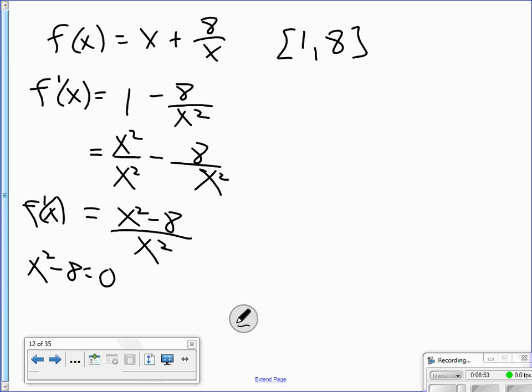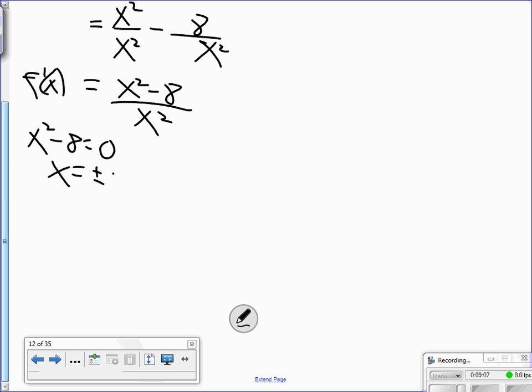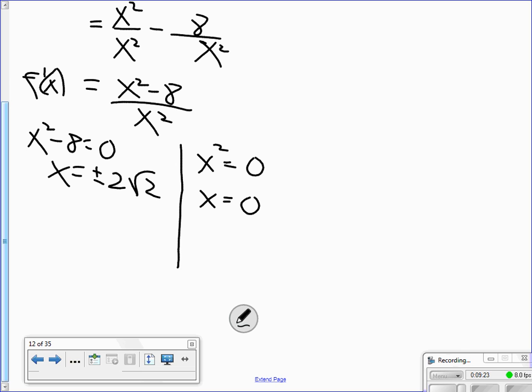If you solve for x, what do you get? Plus or minus root 8, and you could break that down a little. Plus or minus square root of 8 can be broken down to 2 root 2. That's where the derivative is 0. But we also have critical values when it's undefined, when the denominator equals 0, and that's when x equals 0. So I have 3 critical values, and I want to get the y coordinate at each one of them.